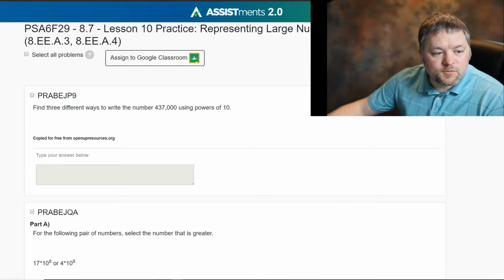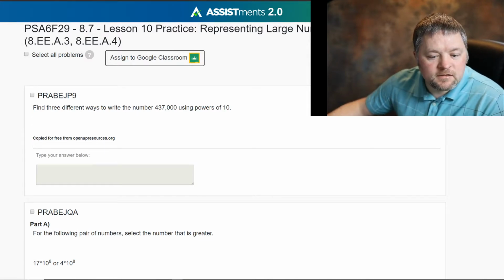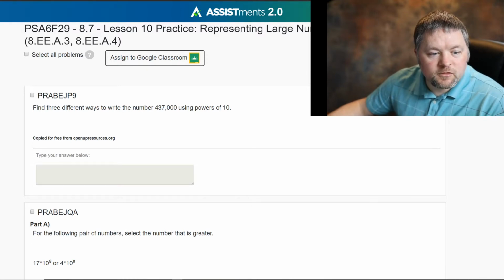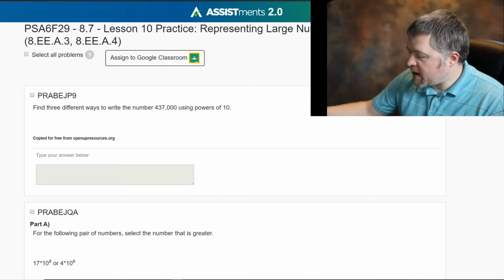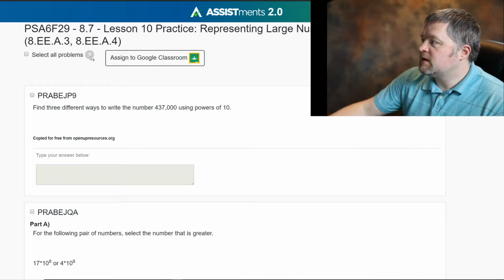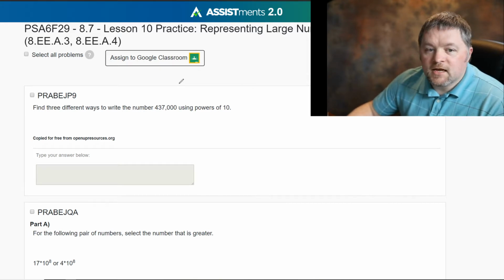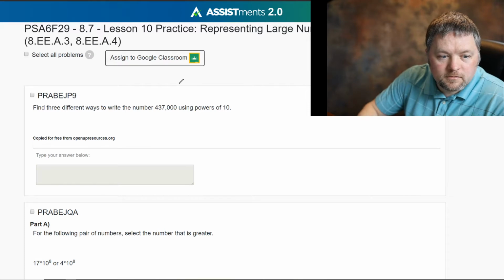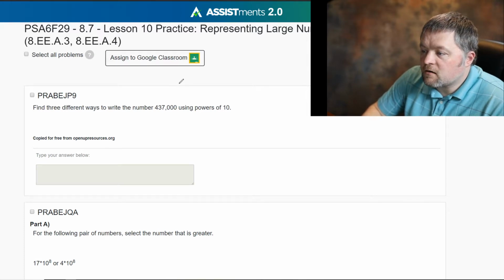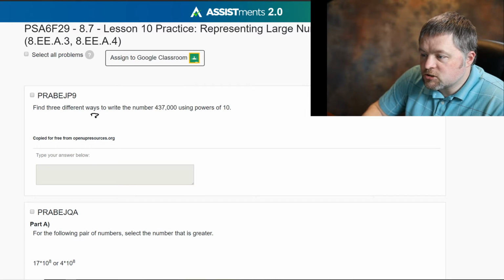Okay, the first problem that we have here is find three different ways to write the number 437,000 using powers of 10. Now, our goal with this is to use scientific notation. There are several different ways we could do this. The easiest one would just be 437.